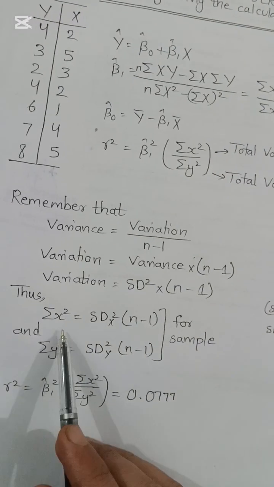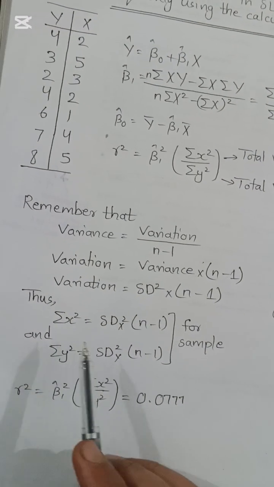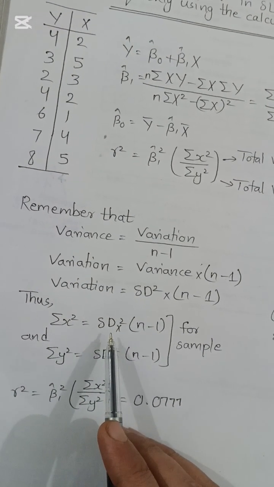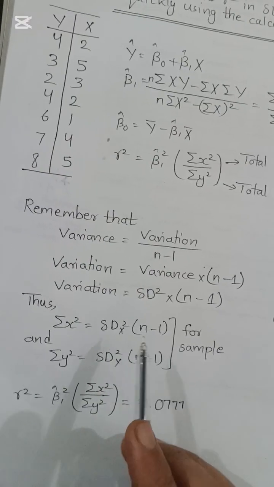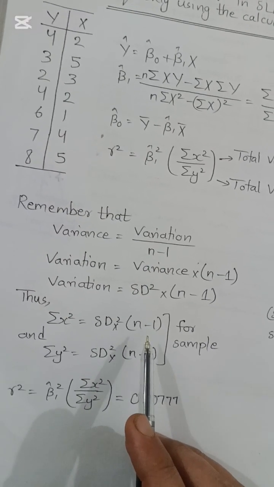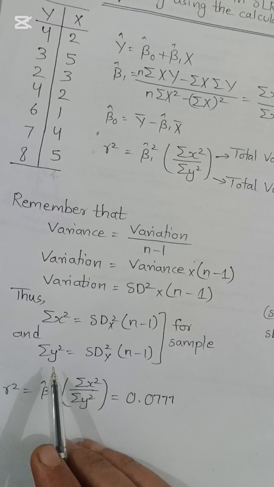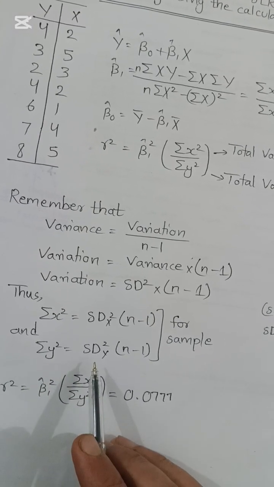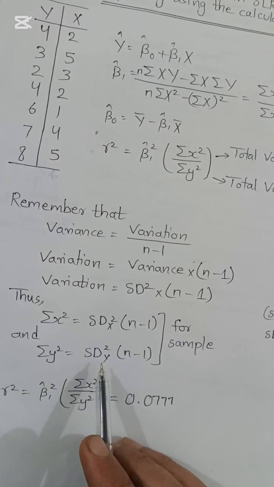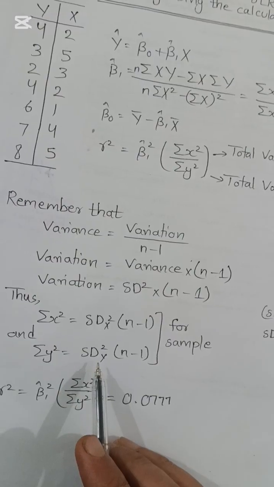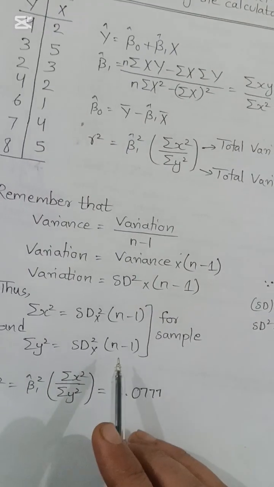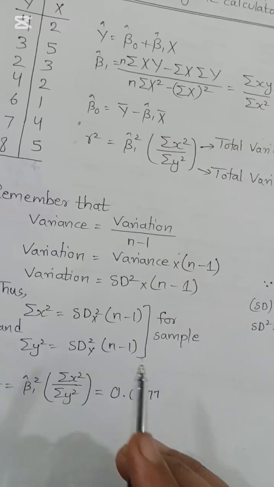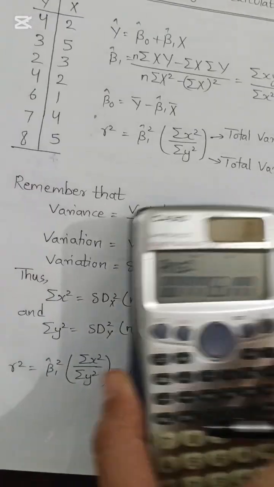So to find the total variation in x, we need to multiply the sample standard deviation squared with n minus 1, and to find the total variation in y, we need the sample standard deviation squared of y times n minus 1. So how to do this in the calculator?